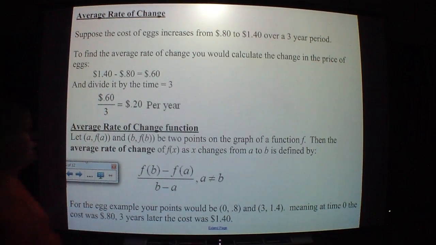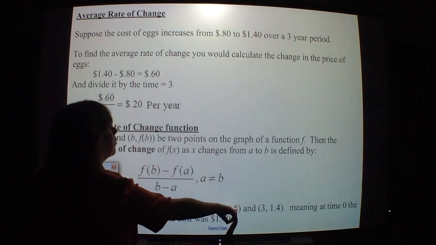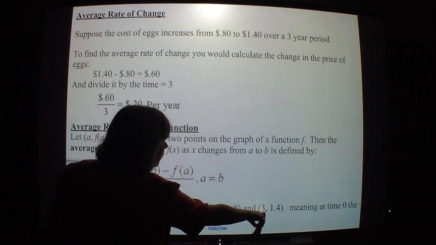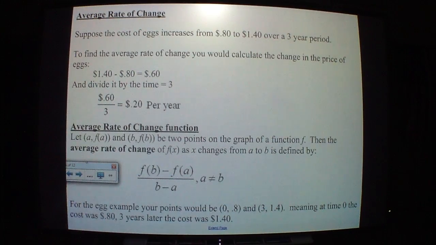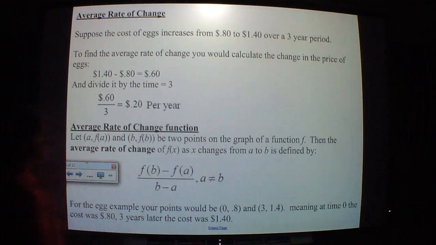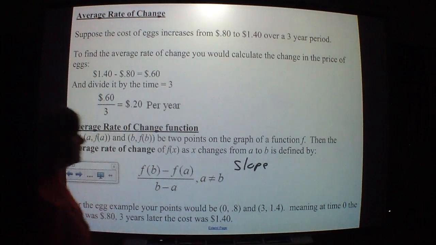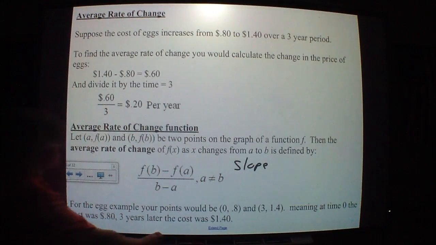So, like I said, the example for the eggs: at time 0, you'd say it's 0.8 cents. At time 3 years from now, it's 1.4. If you plug it into that equation, it turns out the same as this. Okay? So that's rate of change. What do you notice about this? This is the change in y. This is your change in x. This is the slope. Remember, slope: change in y over change in x. That's my slope formula.